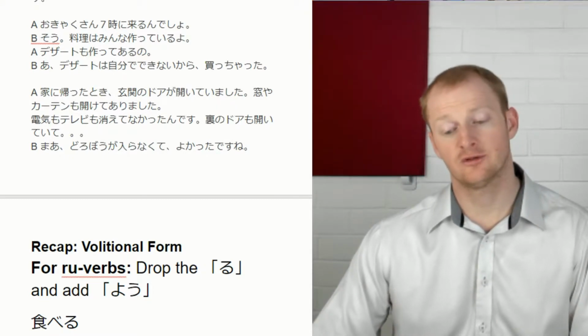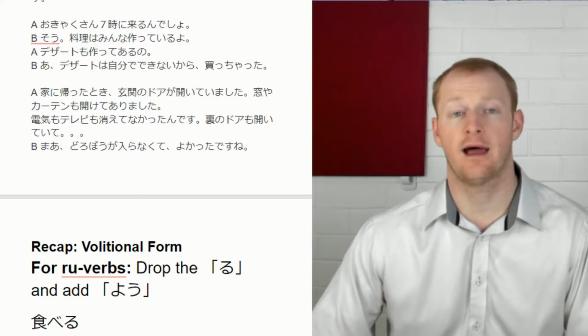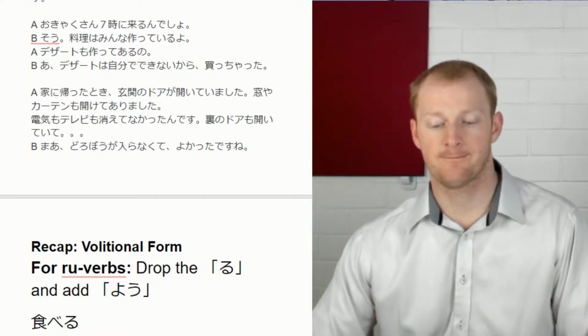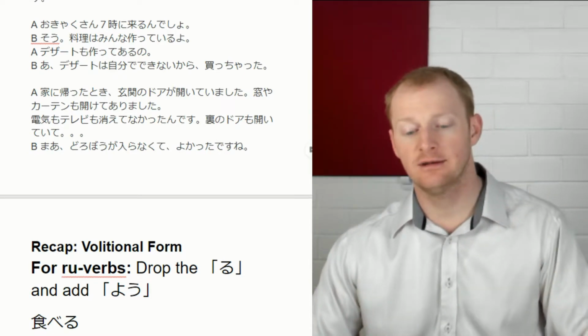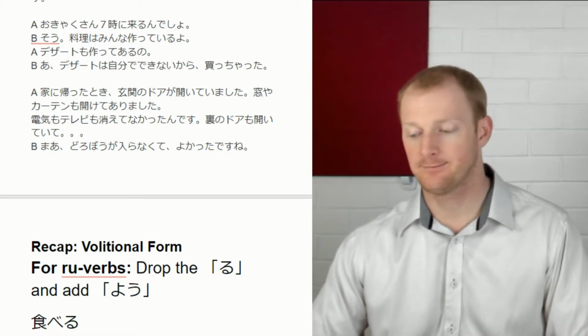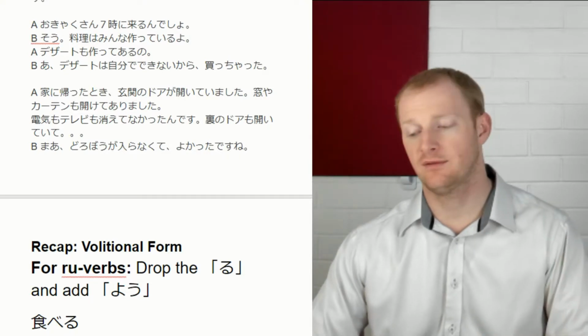And B-san says, まあ、泥棒が入らなくてよかった。So 泥棒 is a robber. 泥棒が入らなくて. So a robber didn't come in. よかったです. And that's good. Alright, so just a bit of revision.